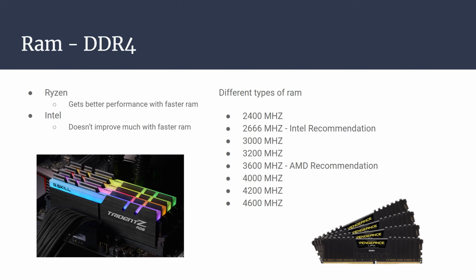So for Intel, I would recommend 2666 or 2400. But for AMD, I believe the cap is 3833 or something like that. So I would recommend 3600 if you can afford it. Or for $10 or $20 cheaper, generally you can get 3200. But yeah, 3600 is a significant improvement in terms of FPS for Ryzen if you're playing games compared to 2666.